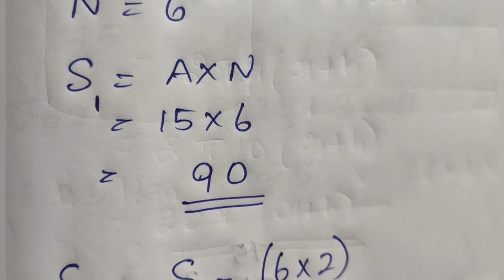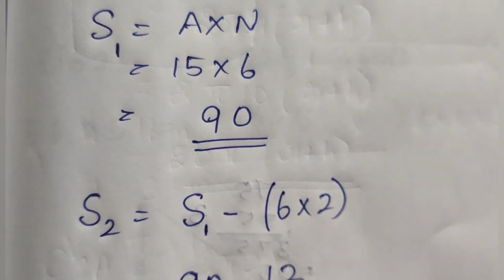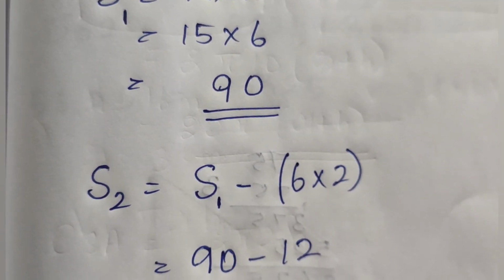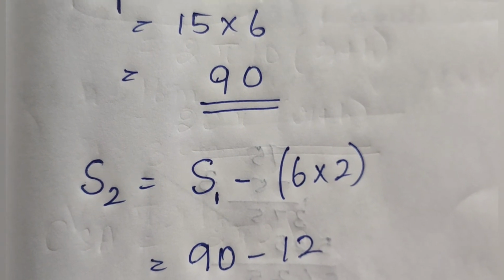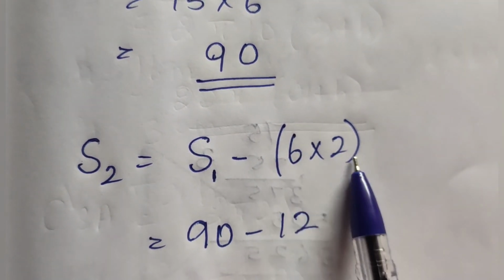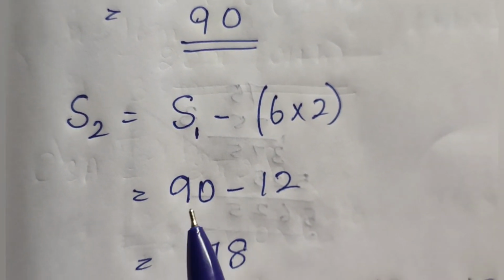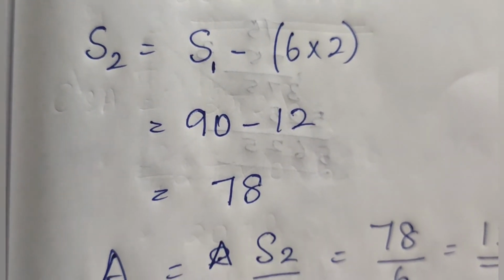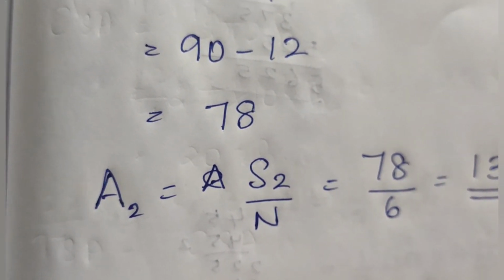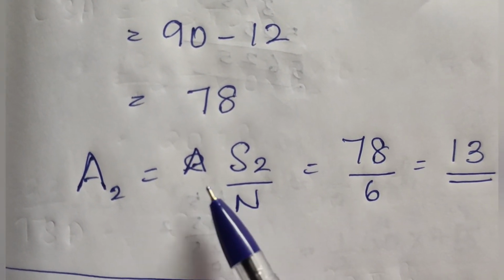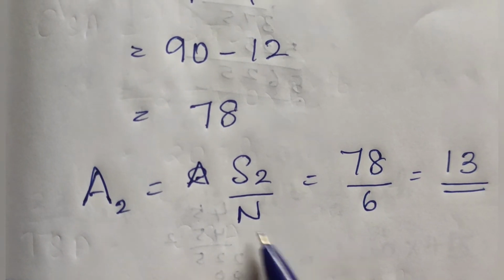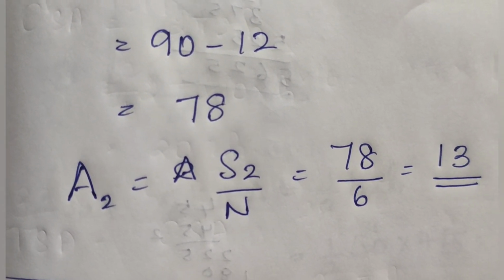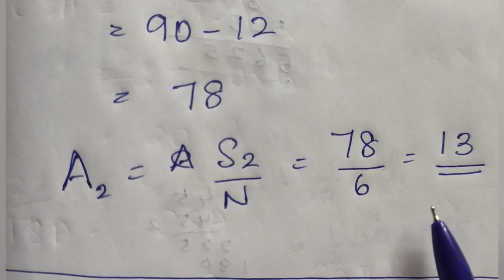This is sum 1. Now 2 is subtracted from every number. Sum 2 is equal to sum 1 minus, totally 6 numbers are there, so from each number 2 is subtracted. So 6 into 2, 12 is actually subtracted. So the old sum 90 minus 12, I get 78, sum 2. So the new average is equal to new sum divided by number of items, that is 78 divided by 6, 13. So after deducting 2 from every number, the new average is 13.